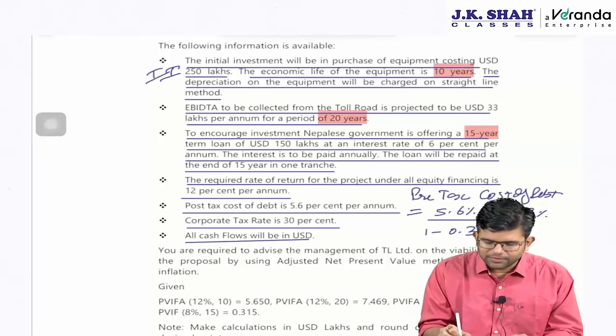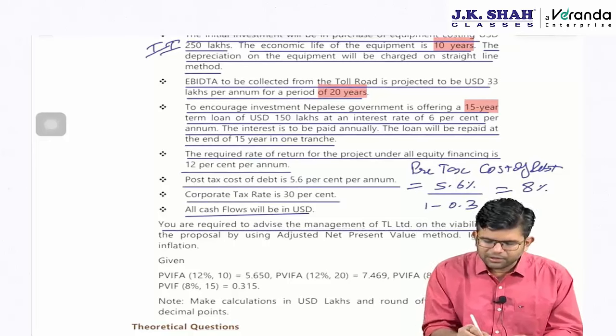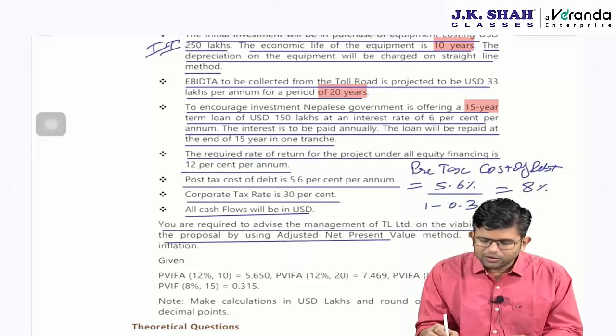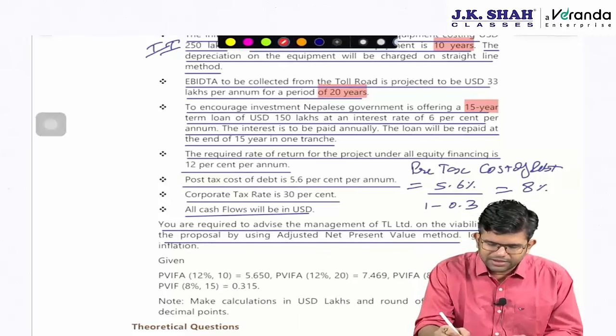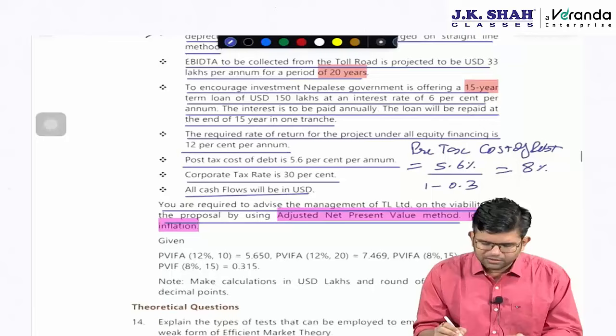All cash flows will be in dollars. You are required to advise the management on the viability of the proposal by using the adjusted present value or net present value concept. Everyone clear? This is a new method for all of you. Ignore inflation, okay?